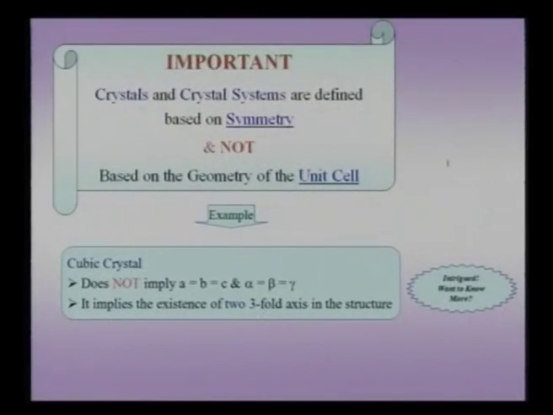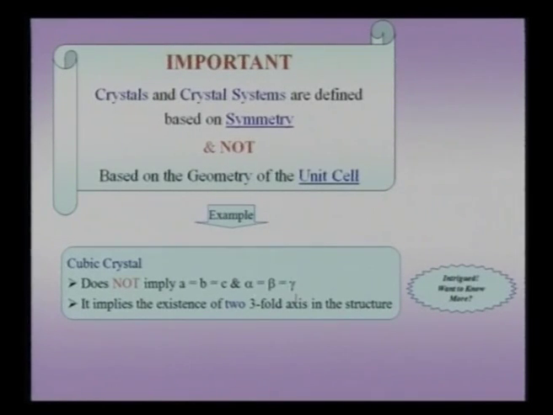Now, the next few slides are again some sort of a peek ahead which we will explain very soon, but you should remember that some of the things mentioned in these slides are very important and often not clearly emphasized in some of the elementary textbooks. The important thing is that crystals and crystal systems are defined based on symmetry and not on the geometry of the unit cell. So, whenever I am talking about a cubic crystal, I do not mean a equal to b equal to c and alpha equal to beta equal to gamma. What I mean is the existence of 2 3-fold axes, which will automatically generate the 4 3-fold axes, and therefore a cubic crystal will always have 4 3-fold axes.